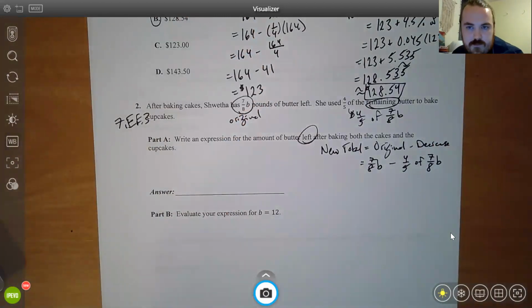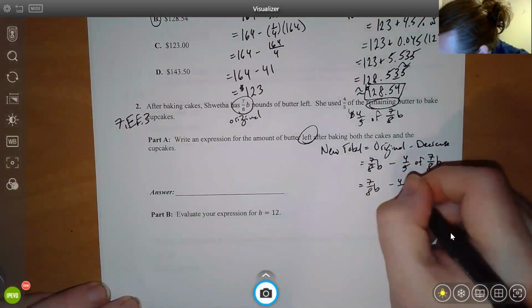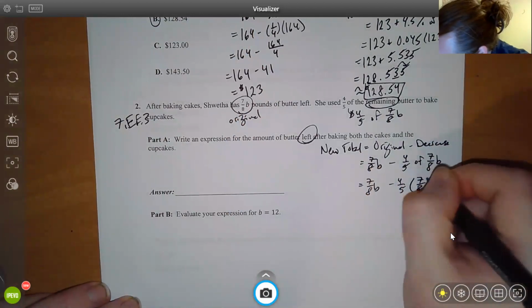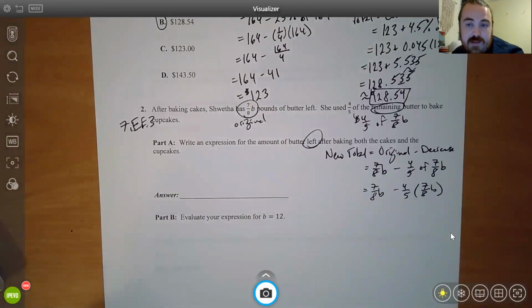Now we can't say "of," we need to make that into math. Of always means times. 7/8 minus 4/5 times 7/8. All right, well, now I can leave this, and a lot of you put this, I think, and got it correct. So great job with that. But really, to make it easier for ourselves, let's just multiply it out.